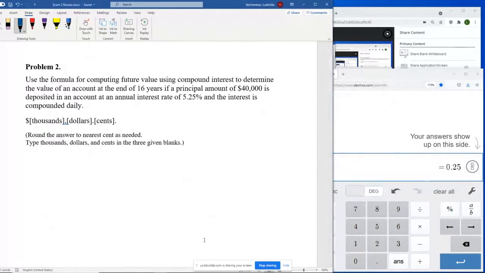So the next question: use the formula for computing future value using compound interest. So it tells us to use the compound interest formula to determine the value of an account at the end of 16 years. Your principal amount is 40,000, deposited at an annual interest rate given, and the interest is compounded daily. So time is 16 years. Principal amount is 40,000. Annual interest rate, we need it in decimal form, so 0.0525. Compounding is daily. It means that M is 365.